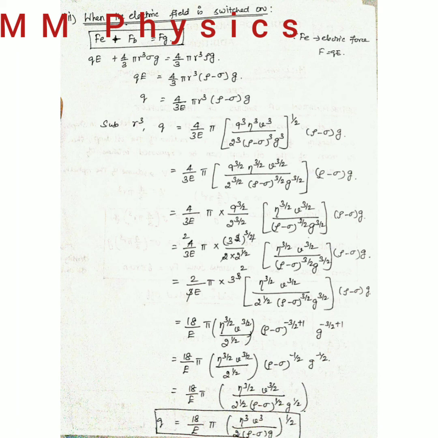By rearranging all the values, substituting the known values and doing simple arithmetic operations, cancelling the 3, cancelling the 2, division and multiplication, we get the charge value Q equal to 18 pi divided by E into nu cube v cube divided by 2 into (rho minus sigma) into g, the whole to the power 1/2.